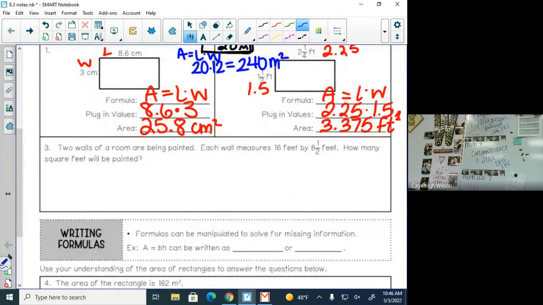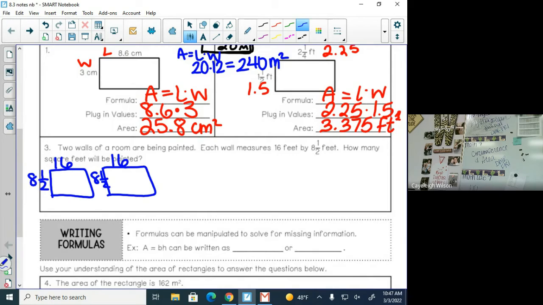All right, we're going to apply that a little bit here. Number 3 says 2 walls of a room are being painted. Each wall measures 16 feet by 8.5 feet. How many square feet will be painted? So remember, always draw a picture if there's no picture. So here's 1 wall, here's 2 walls. Each wall is 16 feet by 8.5 feet.